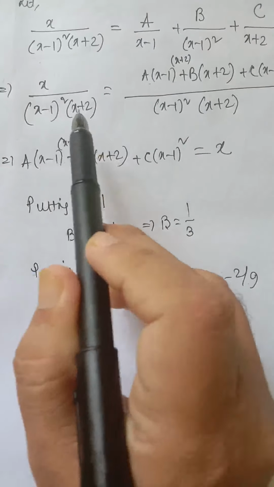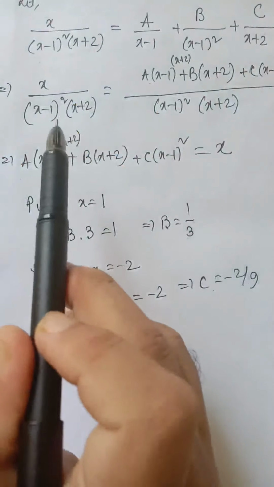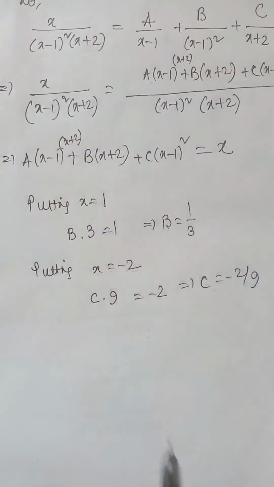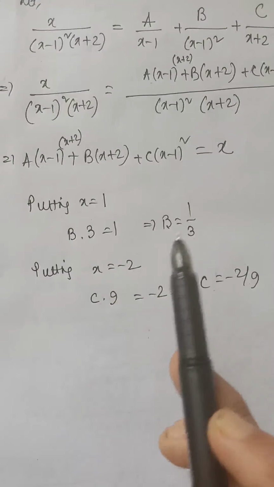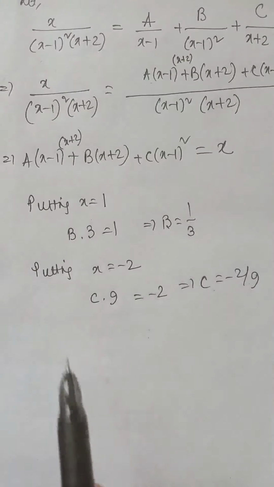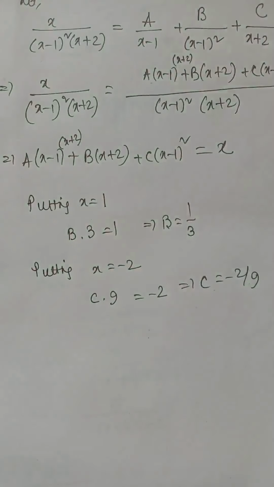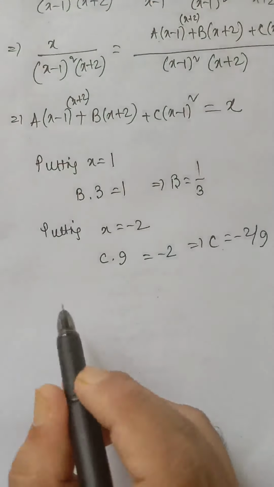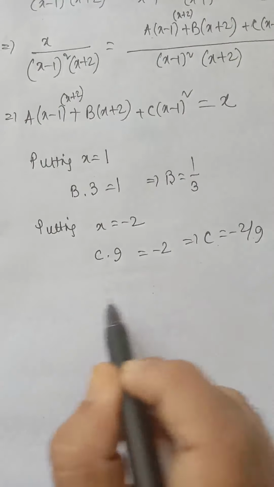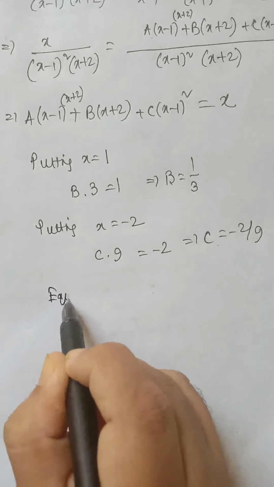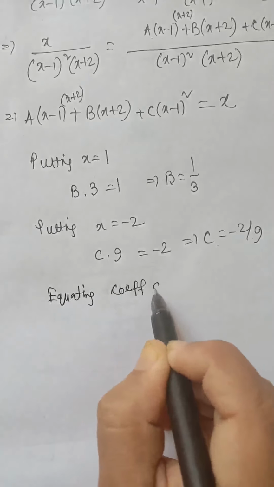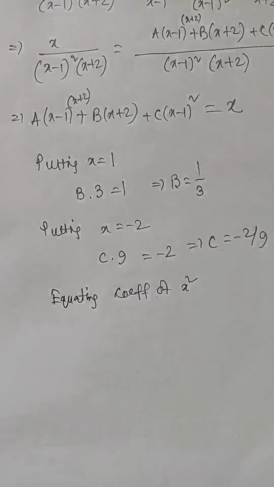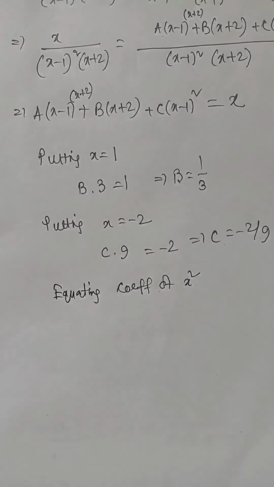But here we have only these two factors, from which we get x equal to 1 and x equal to minus 2, which we put in to get the values of b and c. Now we also have to find a, and how to find a? You can see we will equate the coefficient of x square.